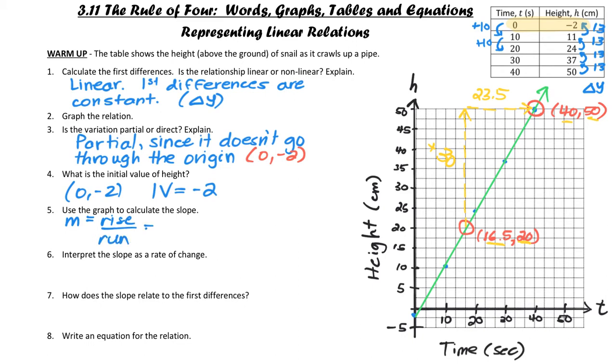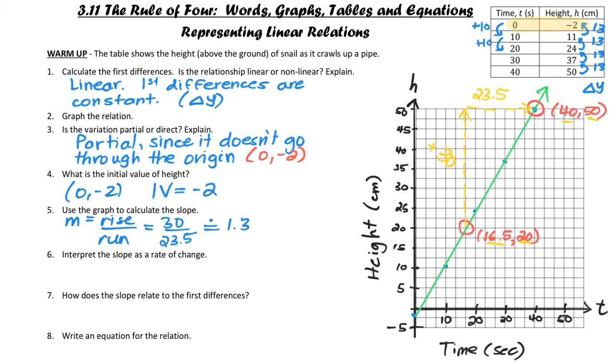Now, normally we wouldn't do a string of equal signs across, but the way that the sheet is laid out, we don't have room. So the rise was 30 and the run was 23.5, which gives me about, what, Krish? 1.3. 1.3.